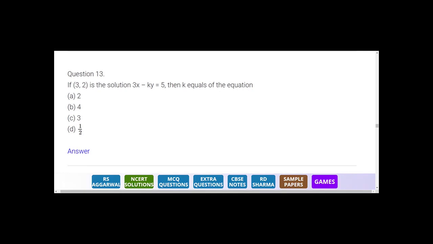Ma'am, option D. How D? 9. 3 into 3 is 9. 9 minus 2K is 5. Then 9 minus 2K is 5. Minus 2K is minus 4. Shall I write it on whiteboard? No, ma'am, I got it. You got it? Okay. Yes, ma'am.